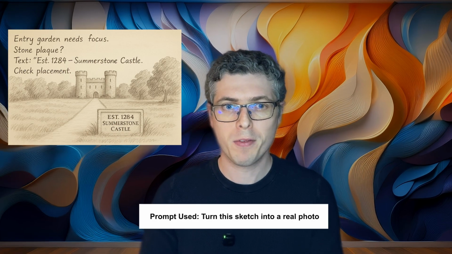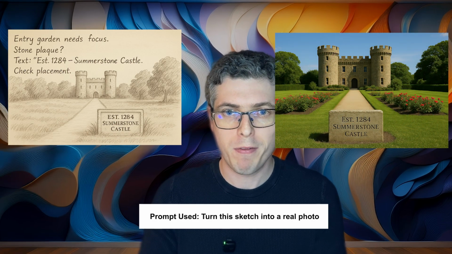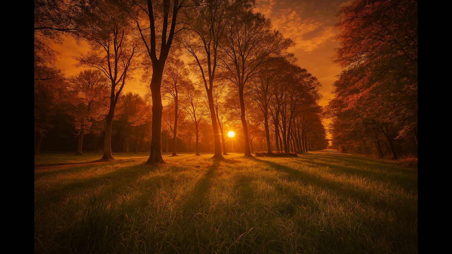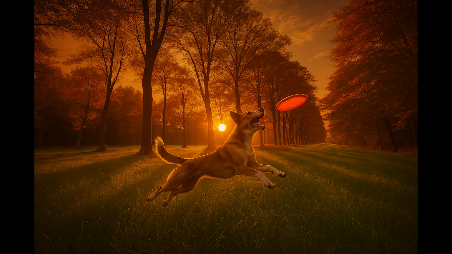First up, we have conversational editing. This is one of the key features, and what it means in practice is that you can edit images simply by describing what you want to change. For example, you take this image of a sunny park with a prompt that says, make it sunset, and you get this. Now, if we were to type in, add a dog chasing a frisbee, here you go.